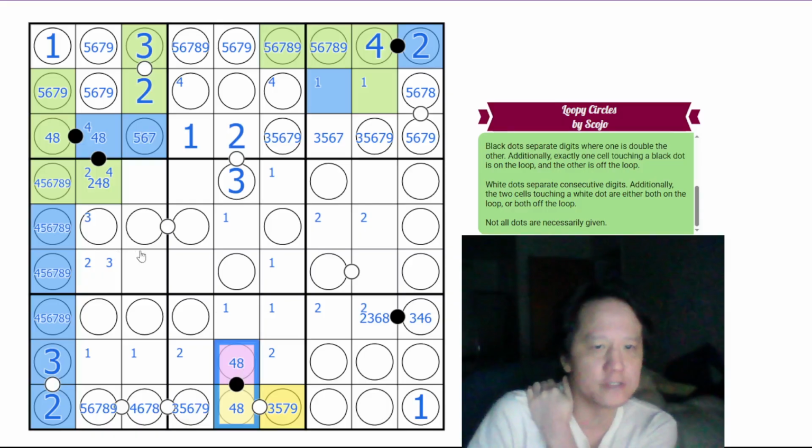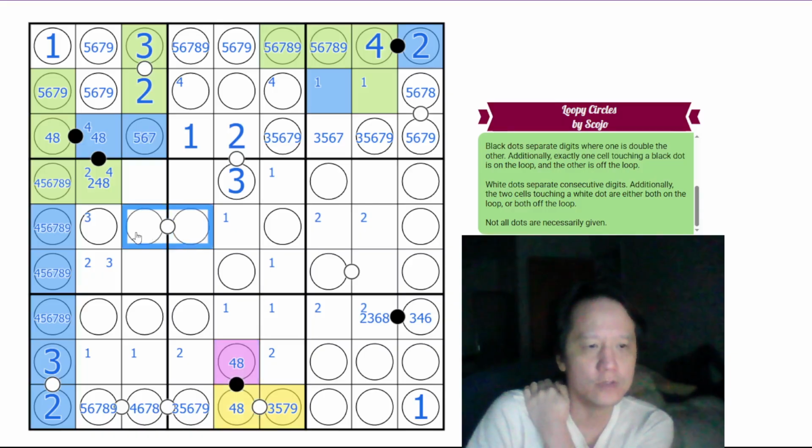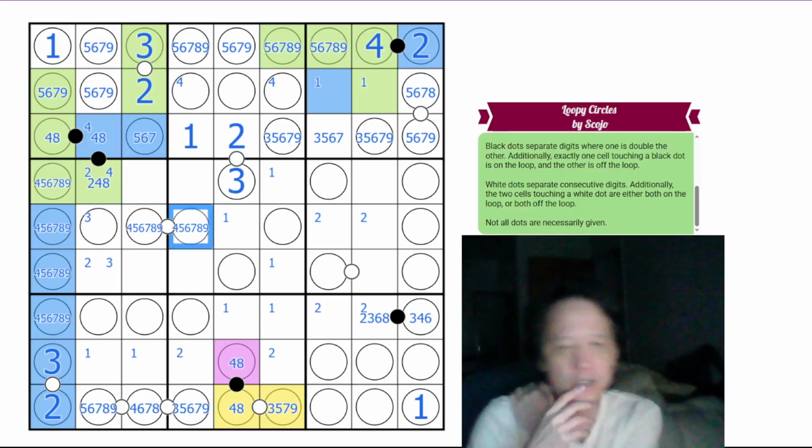These digits are consecutive. It cannot be 1, 2, and 3 is not possible because of the 3 in the column and the 3 in the box. So this is 4 through 9 here.